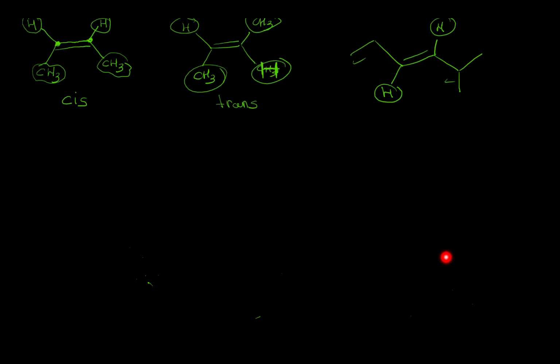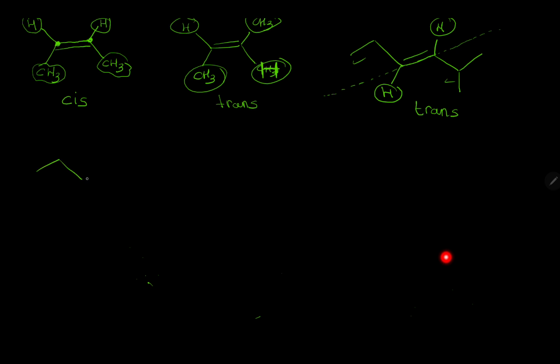If you are a little bit confused whether they are on the same side or opposite side, just put a pencil or pen here, or draw a line which crosses the double bond. Your groups are, one of them is above the double bond, the second one is below the double bond, so this is trans.